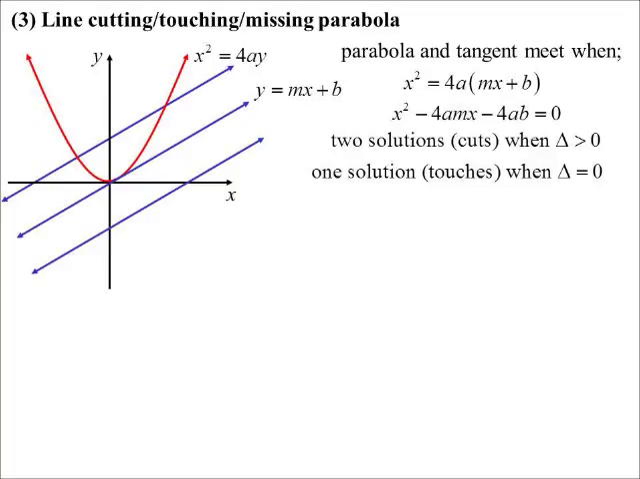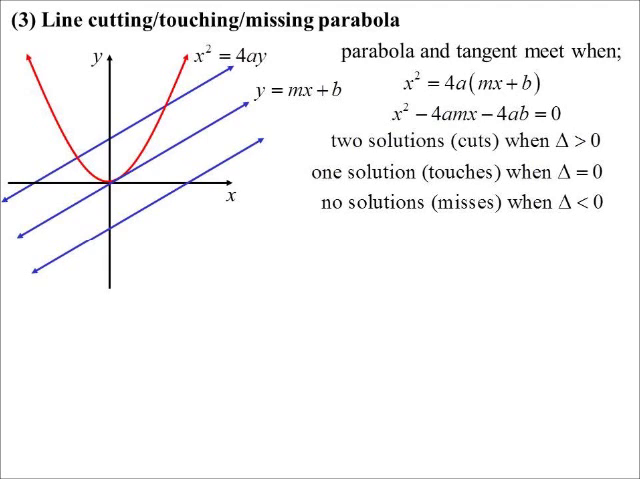I know there'll be one solution, and this idea, of course, we use quite a lot. This idea of, is something a tangent? We can say, well, if there's one solution to this quadratic, then the line must just touch the parabola. So there's one solution, discriminant is equal to 0. And it'll miss it altogether if there's no solutions, so discriminant is less than 0. So I don't need to solve the actual quadratic itself.